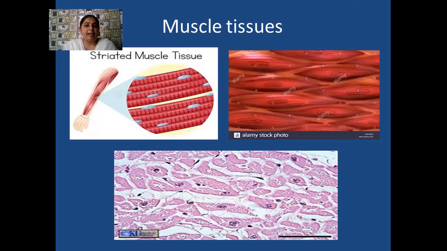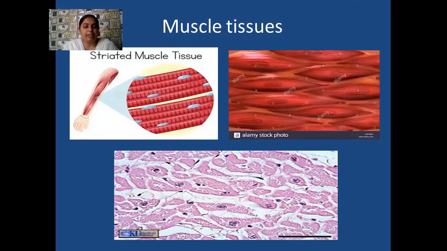The second type is the smooth muscle fibers. These are known as smooth muscles or unstriated muscles because no striations are present on the surface of these muscle cells. These muscle cells are also known as involuntary muscles because they do not perform movements according to our will. The third category is the specialized type of muscles known as the cardiac muscles.